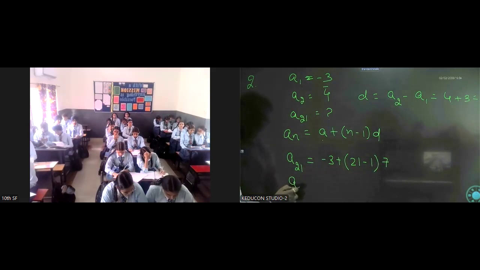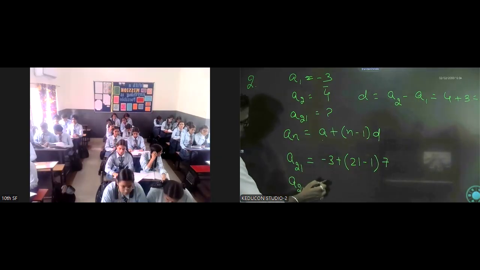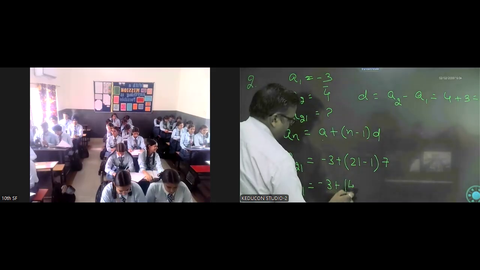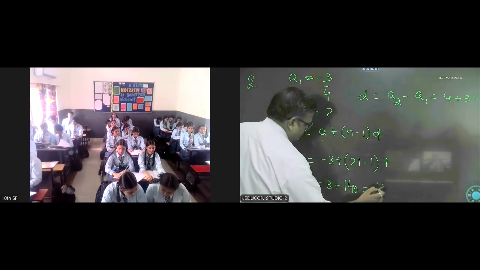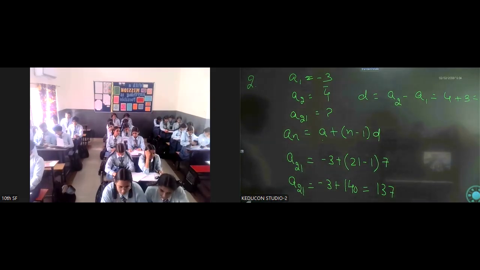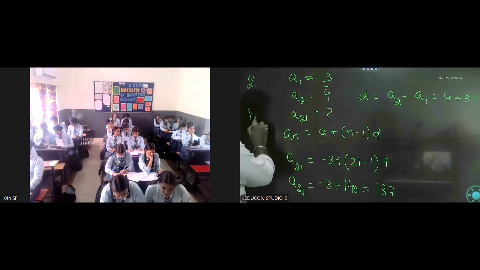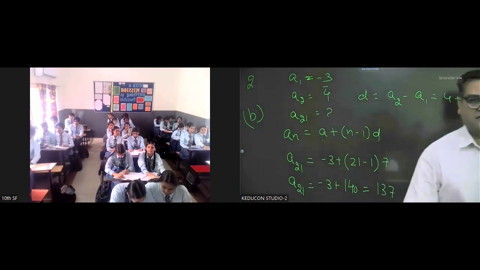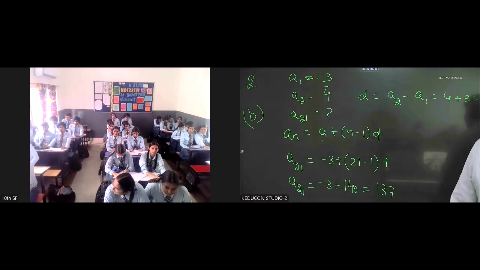So this will come out to be minus 3 plus 20 into 7. 137 will be the right answer. Option B will be the correct option. Right, students? Come on to the next question.